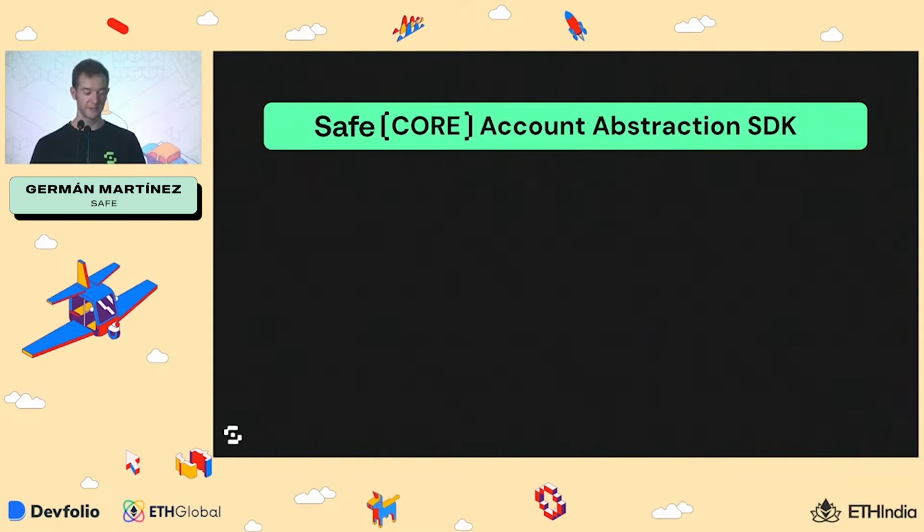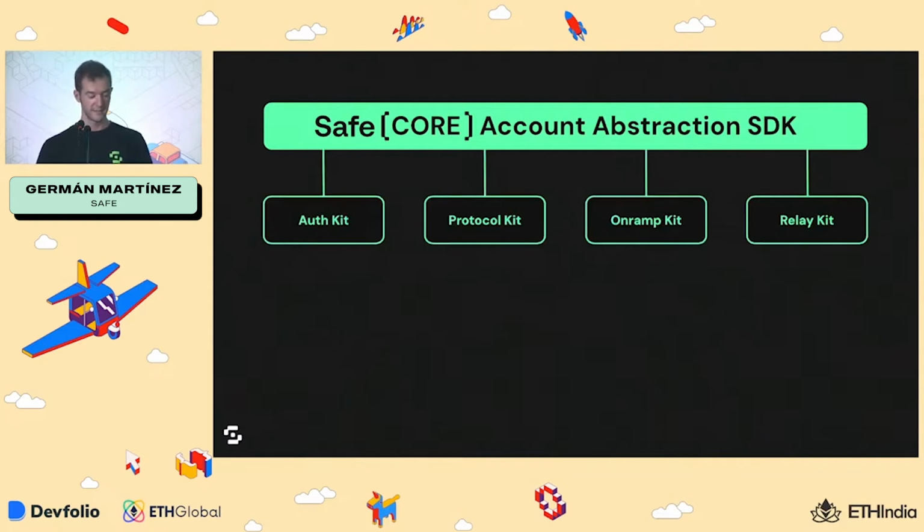So some context about this. We have the Safe Core Account Abstraction SDK that has four libraries or kits: the auth kit, the protocol kit, the on-ramp kit, and the relay kit. All of them together will create a more familiar experience for users that are coming from the Web2 world. So for each of these kits, we decided to go with a third-party provider that supports the functionality for each of them.